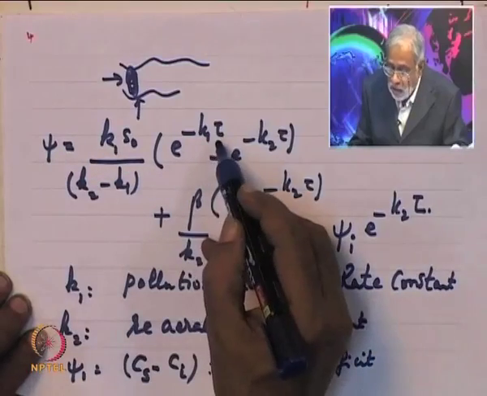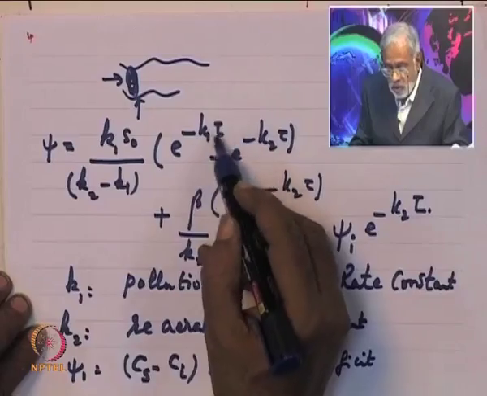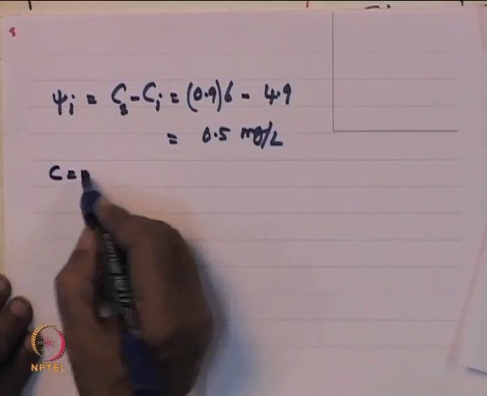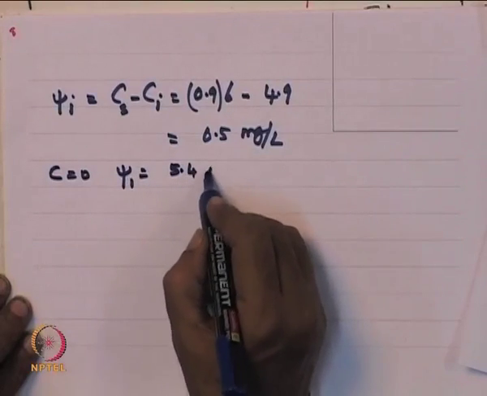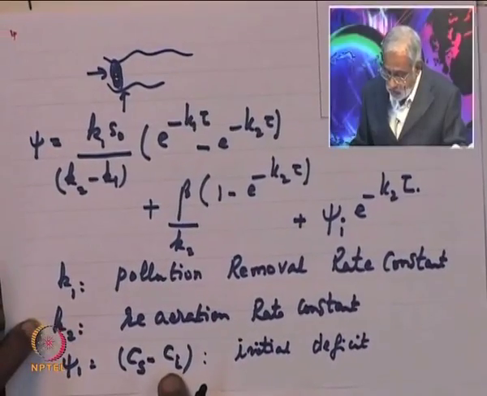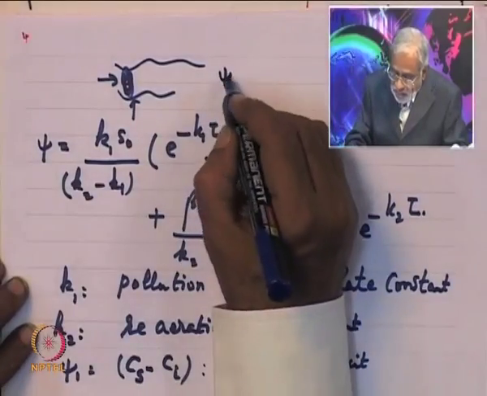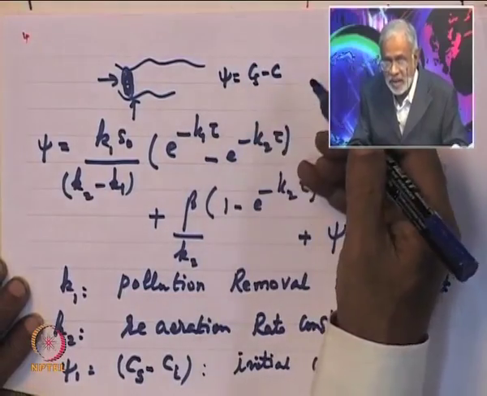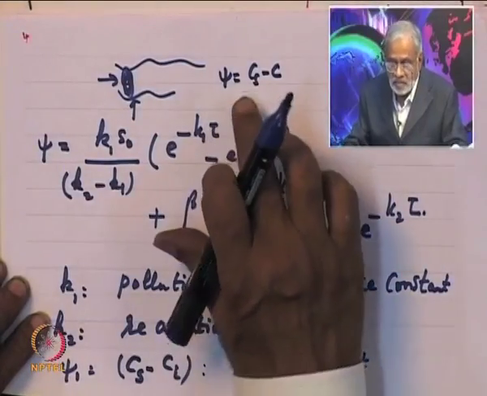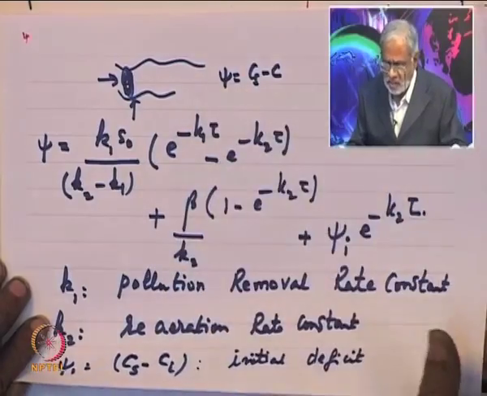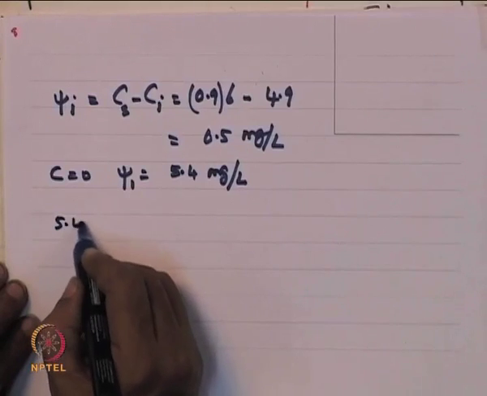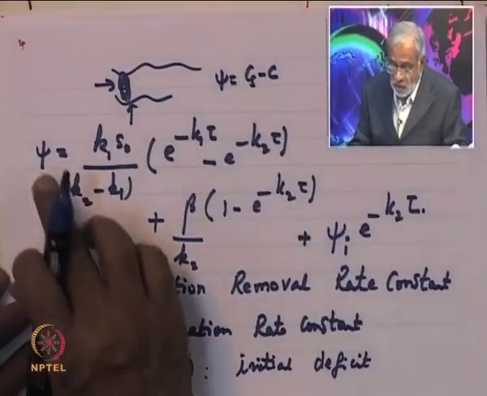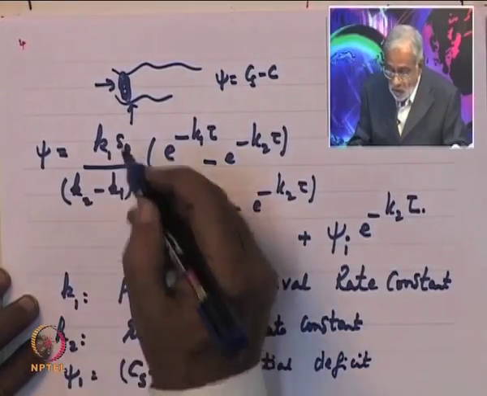So let us put psi equal to 0 and find out at what residence time this becomes 0. So when we put C equal to 0, or psi equal to 5.4 milligrams per liter, what is meant by that? When you put C equal to 0, at any position psi equals Cs minus C, correct? So, if you put C equal to 0, then psi becomes Cs, correct? That is the highest sag that we can have. So, we can see at what position this very bad situation arises. So, when you put psi equal to 5.4, what is tau? We will have to put psi equal to 5.4 here, you know K1, you know K2, you know S naught is 50, you know all that.